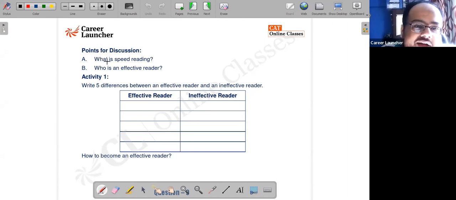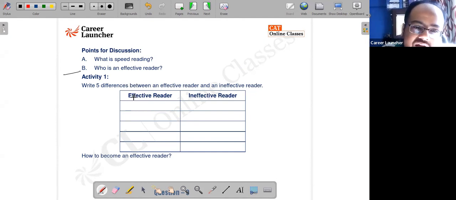What is speed reading? Who is an effective reader? In today's class, we'll focus on the second aspect: who is an effective reader? There are 5 points that we will discuss that differentiate an effective reader from an ineffective reader. Those are the 5 points that we are going to be discussing today.